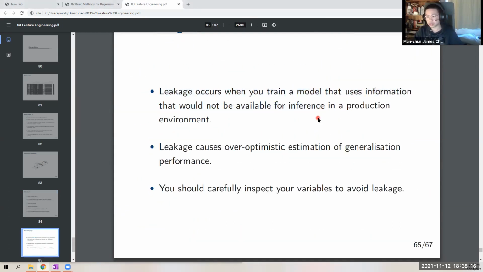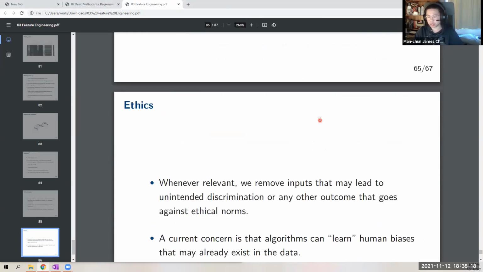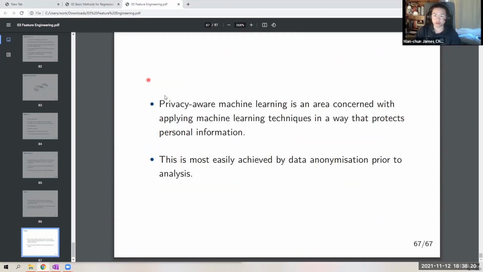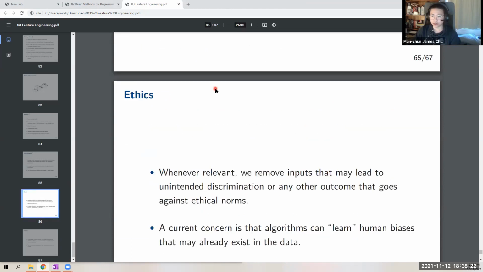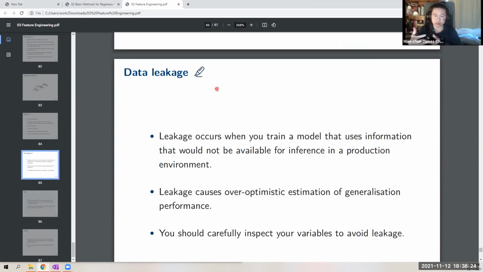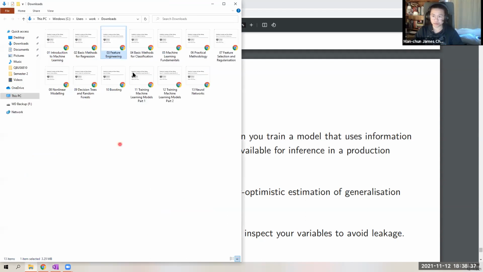Data leakage means that there's information being leaked into the training set. That could be test leakage, where information from the test set is leaking into the model. Or target leakage, where the target variable, the Y variable, is leaking into the data set.